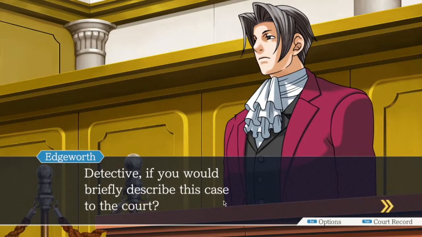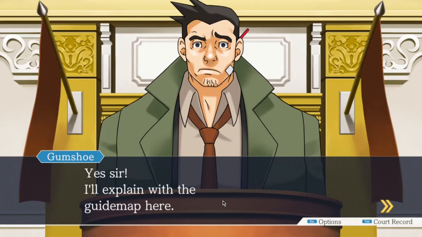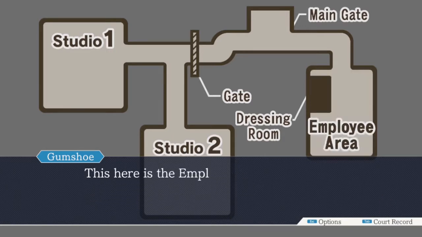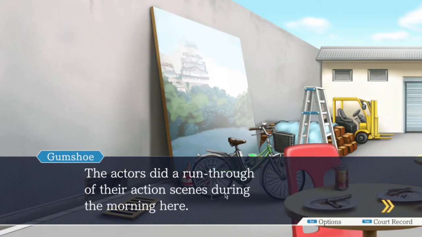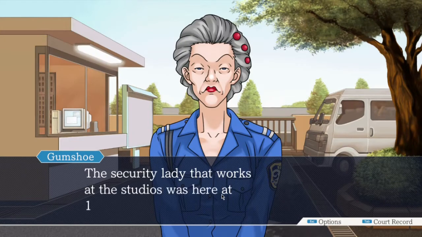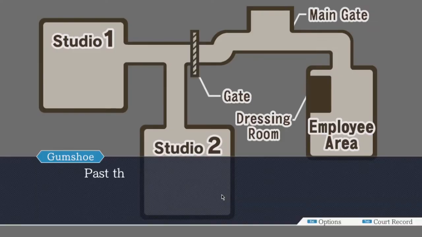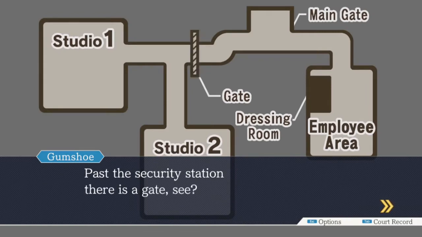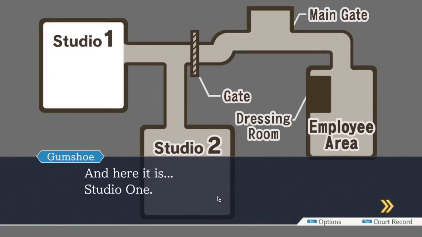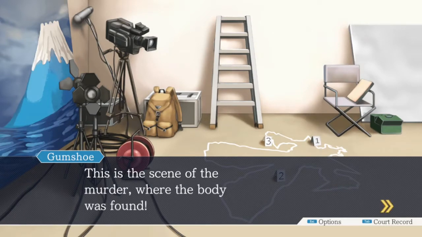Detective, if you would briefly describe this case to the court. Yes, sir. I will explain with the guide map here. To understand this case, it's important to grasp the layout of the studios. This here is the employee area. The actors did a run-through of their action scenes during the morning here. This is the main gate to the studios. The security lady that works at the studios was here at 1 p.m. on that day. Past the security station, there is a gate here. Past that are the studios. And here it is, Studio 1. This is the scene of the murder, where the body was found.